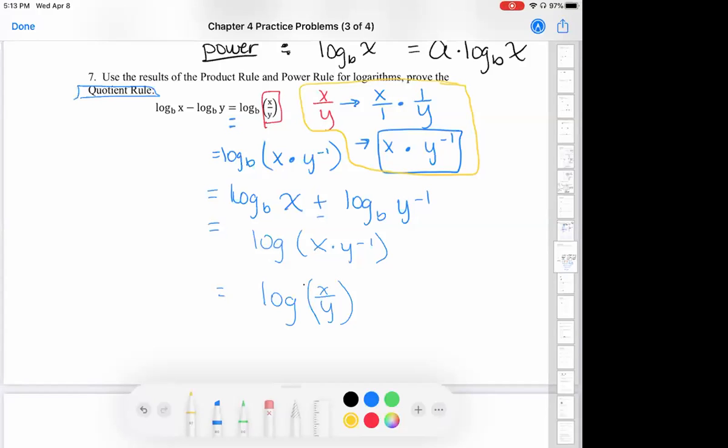So the answer is not log b? Oh yes, I totally forgot to write b along the way. Thank you. I just get lazy writing the base. But yes, that log base always stays.